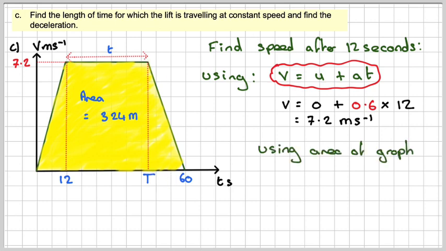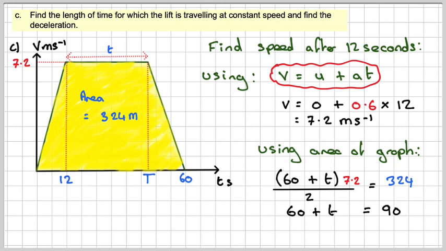So this is a trapezium, so it's going to be (60 + t) times the height of that trapezium, which is 7.2, divided by 2, and I put that equal to the area, which is 324, which was given in the question. And then I'm going to do 60 + t. If I multiply by 2 and divide by 7.2, I get 90, and therefore t is a nice 30 seconds. So I'm going to mark that on my graph. That's 30 seconds. And therefore this time here will be 12 + 30, which is 42 seconds.